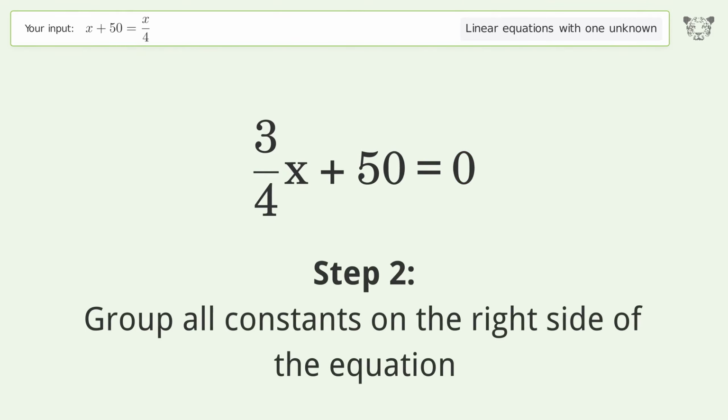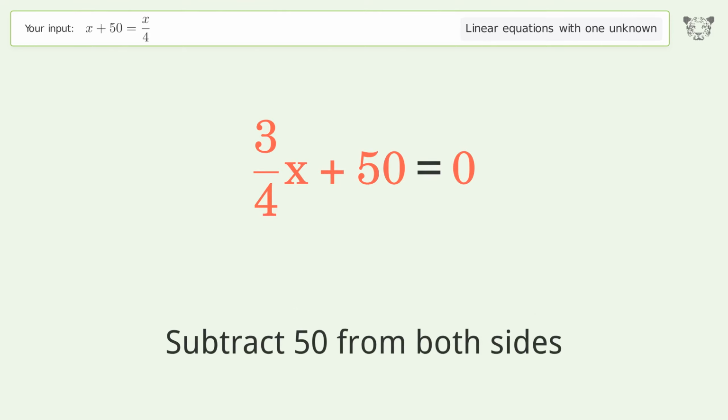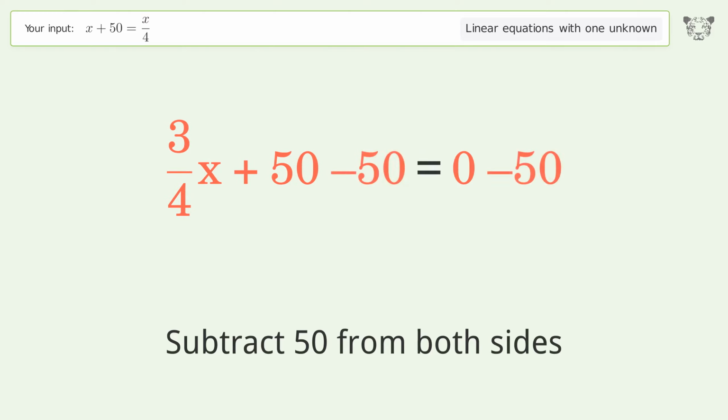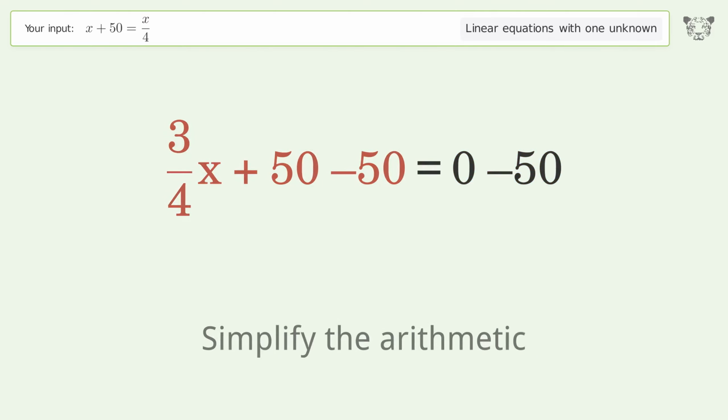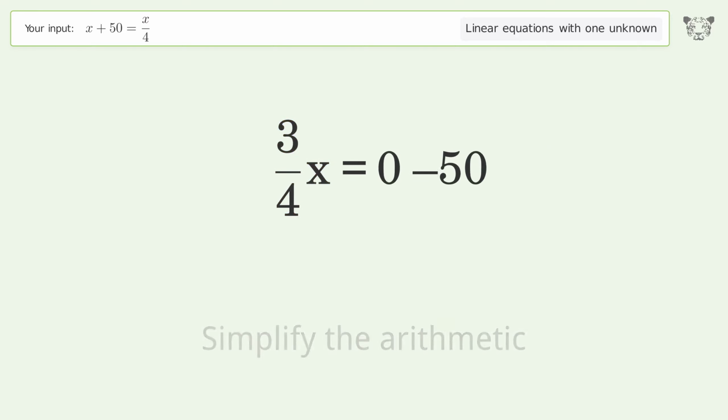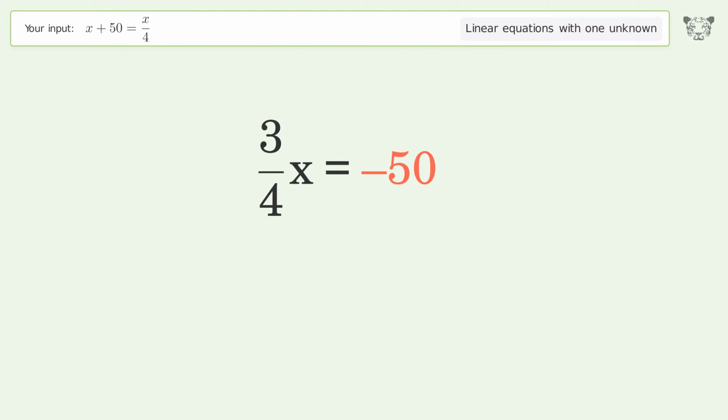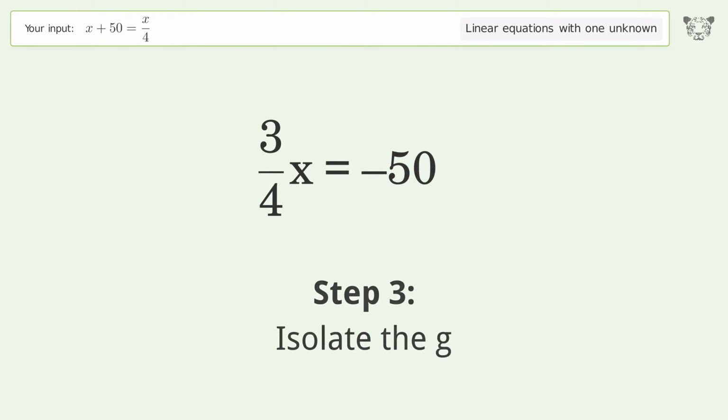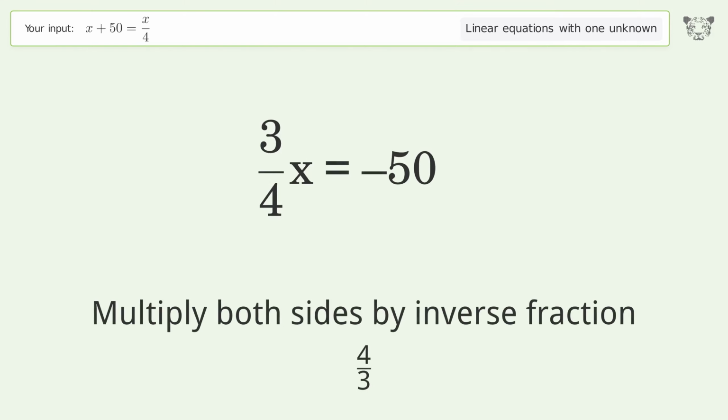Group all constants on the right side of the equation. Subtract 50 from both sides. Simplify the arithmetic. Isolate the g. Multiply both sides by inverse fraction 4/3.